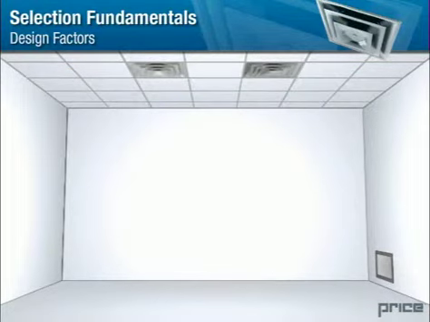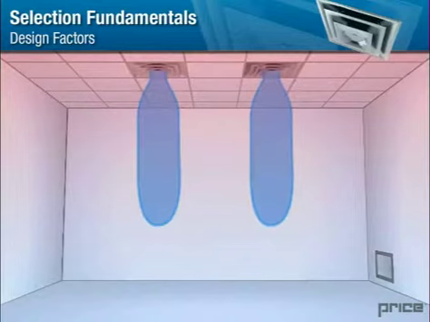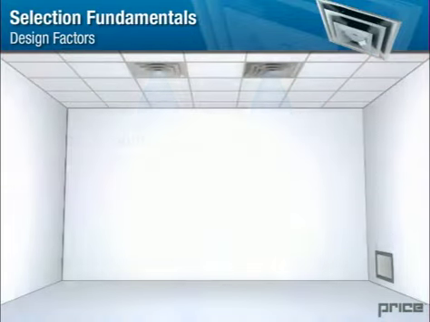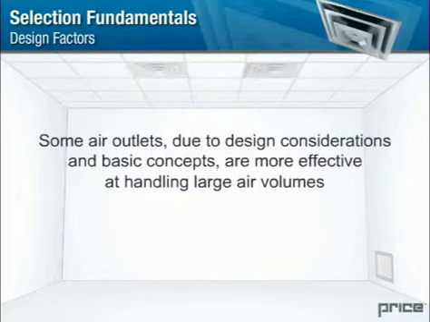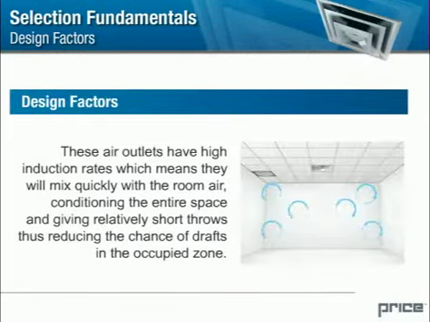If too many outlets are used, and the supply air volume per outlet is too low, the system will not properly mix the air in the room, and the air may become stagnant, or stratification will form. Either way, the occupied zone will be uncomfortable. Some air outlets, due to design considerations and basic concepts, are more effective at handling large air volumes. Examples of these are the RCDA, SMD, and SCD. These air outlets have high induction rates, which means that they will mix quickly with the room air, conditioning the entire space and giving relatively short throws, thus reducing the chance of drafts in the occupied zone.